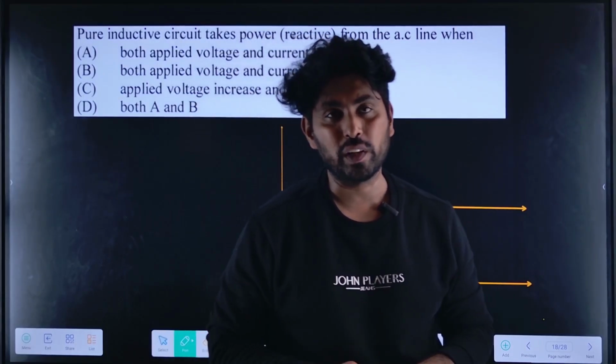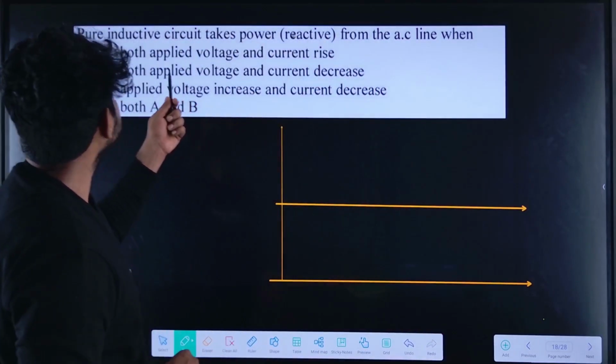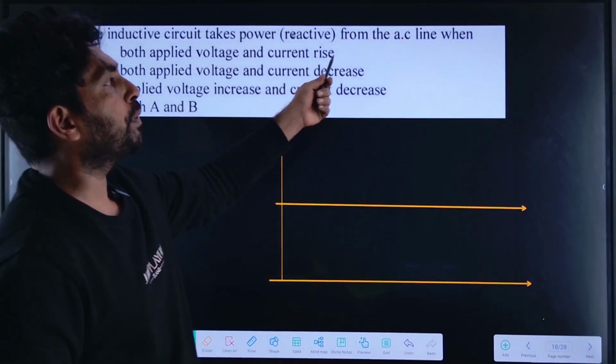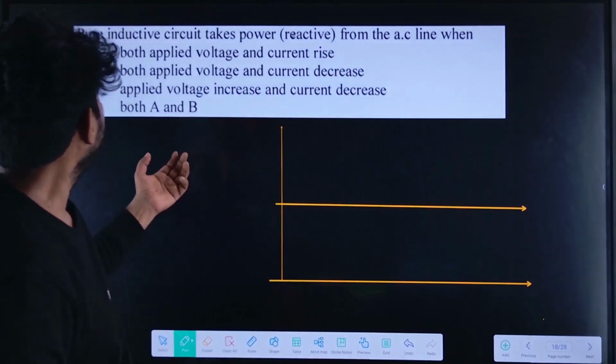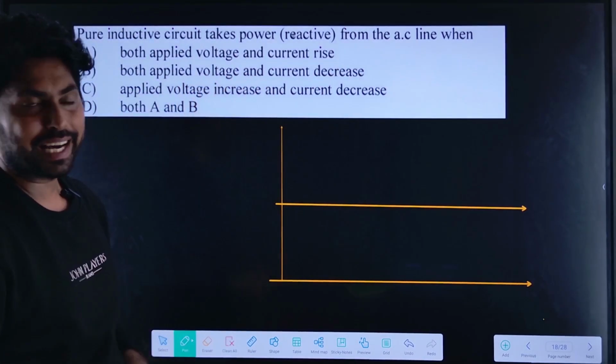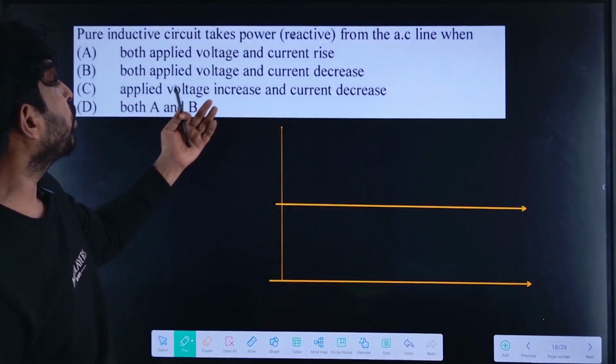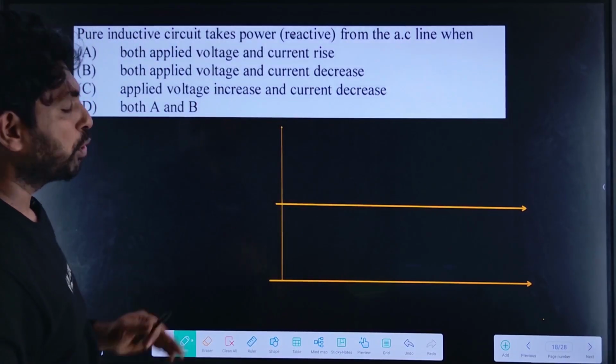The problem is stated as: a pure inductive circuit takes reactive power from the AC line when both applied voltage and current rise; both applied voltage and current decrease; applied voltage increases and current decreases; or both A and B.